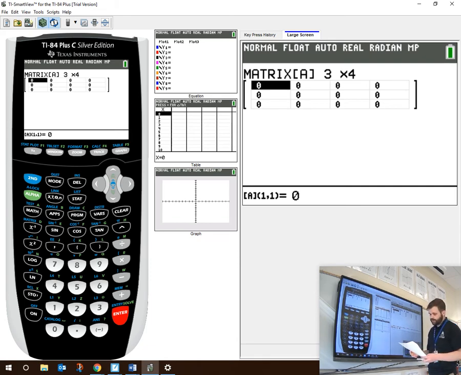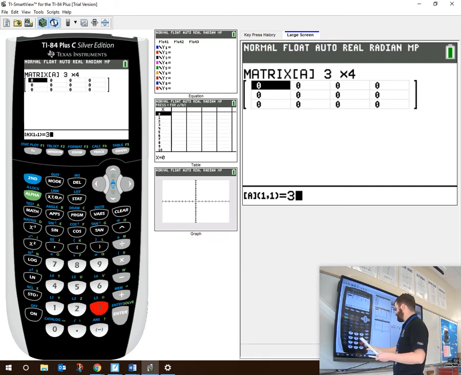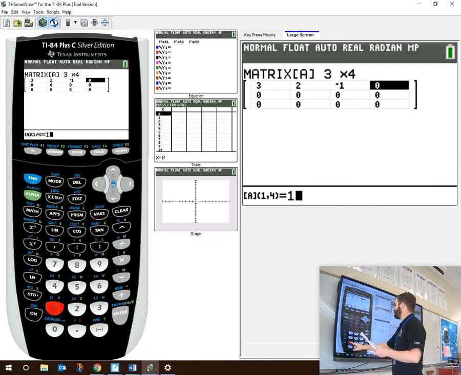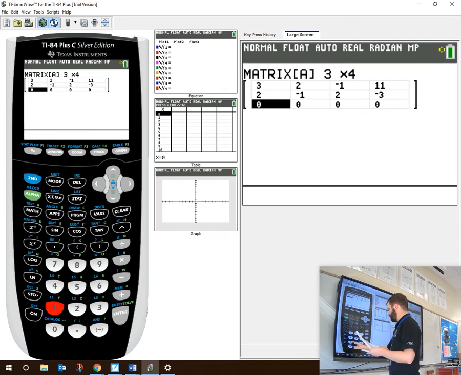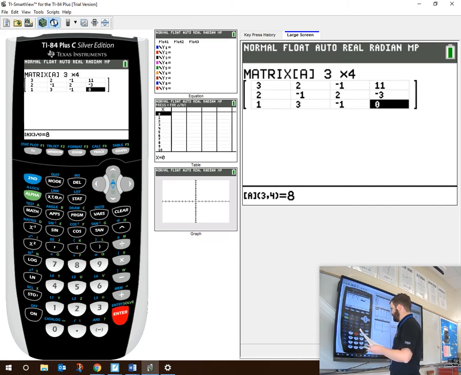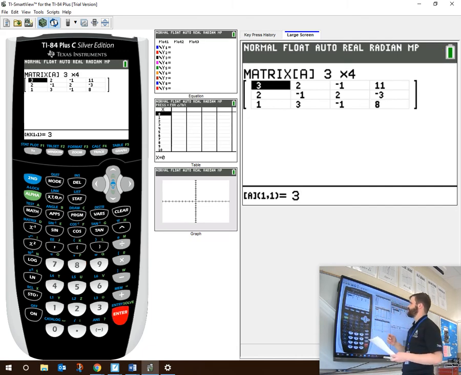Now I'm going to just put my numbers in here. I'm going to go 3, enter, 2, enter, negative 1, enter, 11, enter, 2, enter, negative 1, enter, 2, enter, negative 3. And I'm going to go 1, enter, 3, enter, negative 1, enter, 8, enter. So now I have my matrix all filled out.